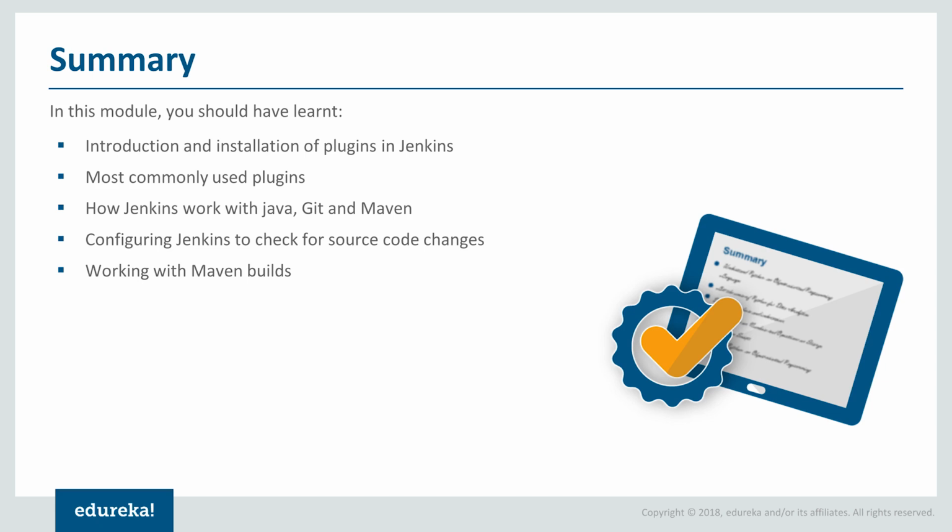Then we spoke about how we configure Jenkins to check for source code changes with the help of that poll SCM option. We do have a lot of other options when it comes to build triggers. And then finally, we worked with Maven builds. We created a very small demo, a very small project of Maven, and we saw how we compile and test a Maven project.